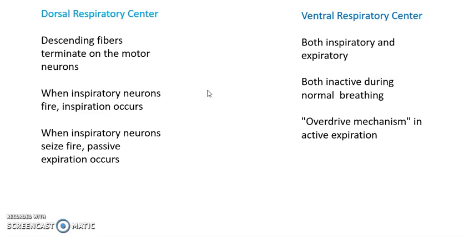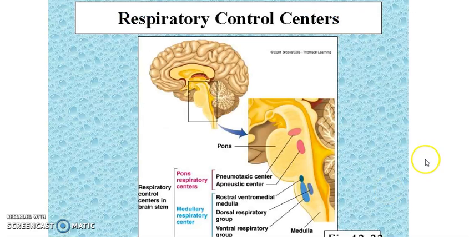In regards to our VRG, or ventral respiratory center or group, it's both inspiratory and expiratory. So they're both inactive during normal breathing. And we kind of term the VRG as an overdrive mechanism in active expiration, and this might be due to strenuous exercise. So the DRG is going to stimulate the inspiratory activity to suit the ventilation needs, as I just mentioned, based on the body temperature and the other signals from the body.